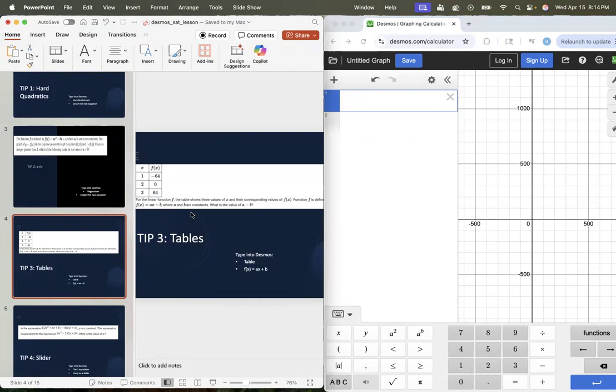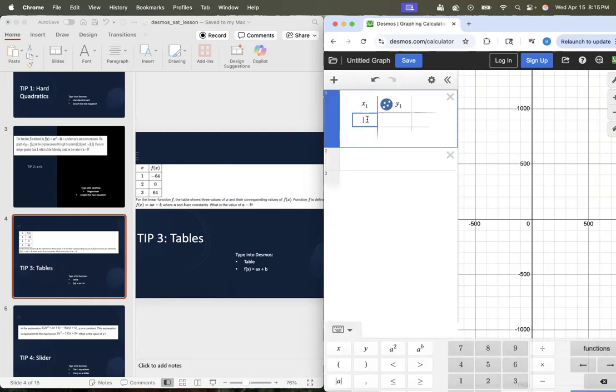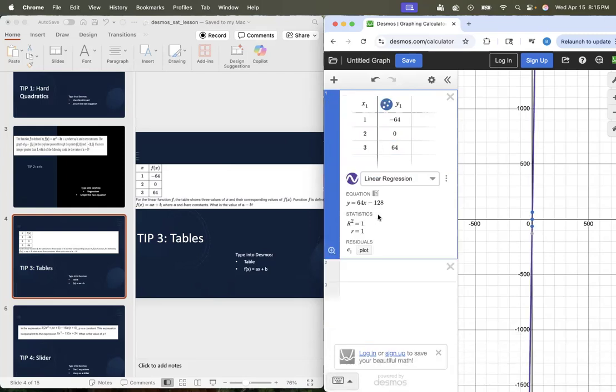What is A minus B? Same thing. Based on what they've given you, all you need to do is plot those values. Click on the plus sign and then table, and put your values there: 1, 2, 3, equivalent to what? Minus 64, 0, 64. Then you see the regression sign, plot it, and you have what?